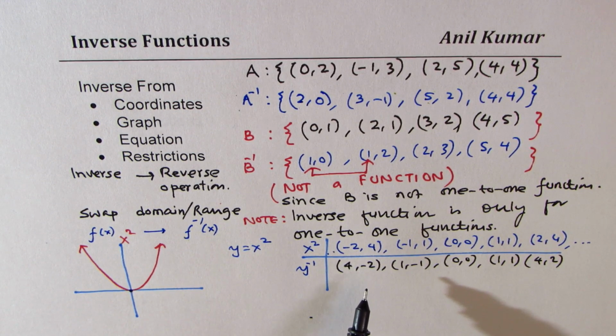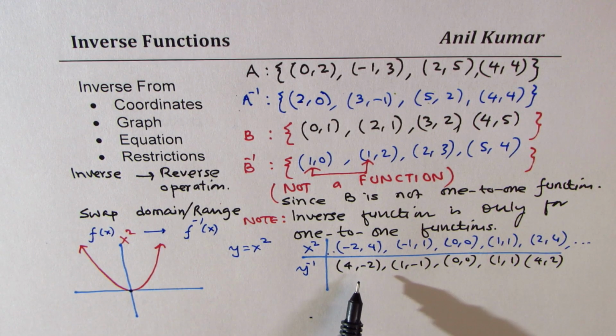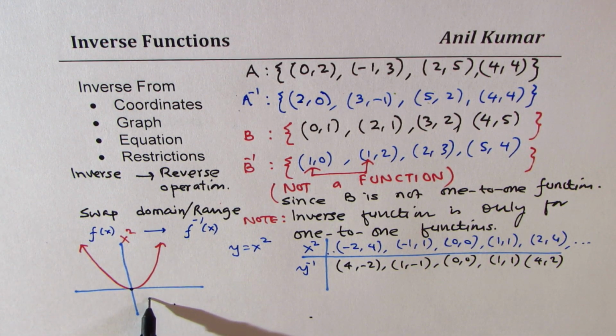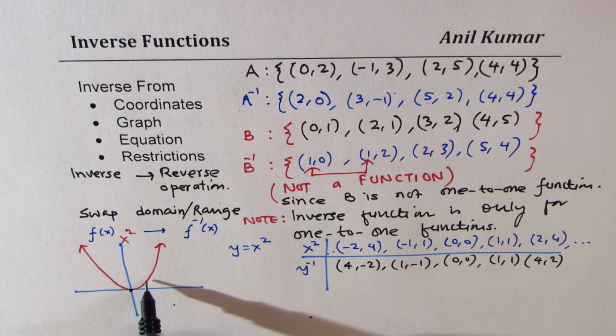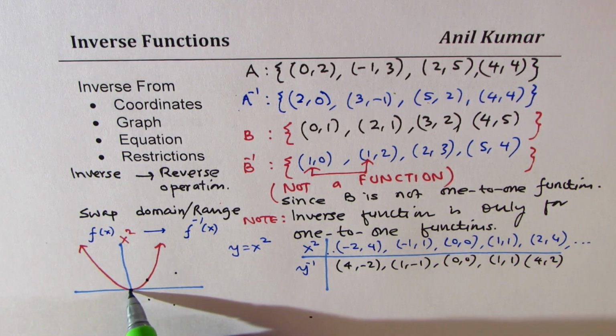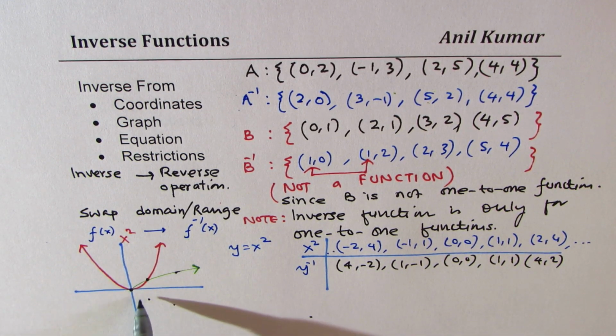Now if I plot these points, 4, -2, that means the x value being 4 and -2 will be somewhere here, right? So let's say this is my first point. Then we have 1, -1. Let's say 1, -1 is somewhere here. Okay. And then we have 0, 0, which is right there. 1, 1. So 1, 1 will be, let's say, this point. And we have 4, 2, which is on 4 we have this 2, right? So what you notice here is that the inverse of the function will be kind of like this.